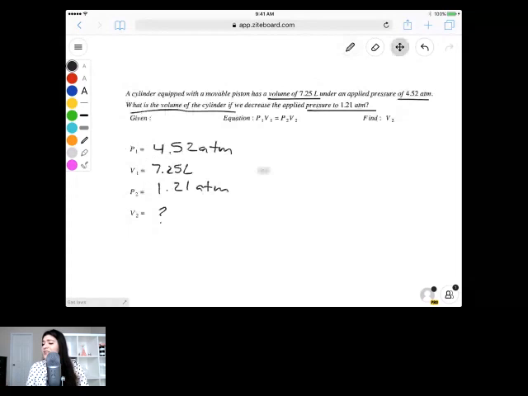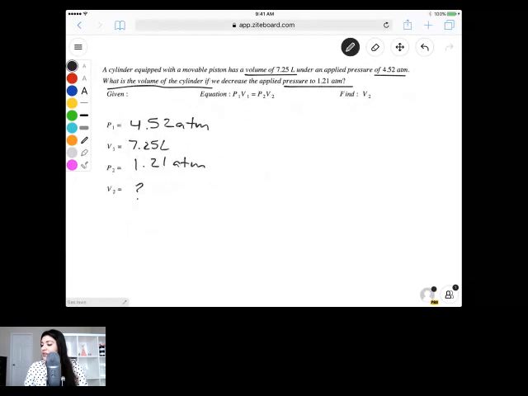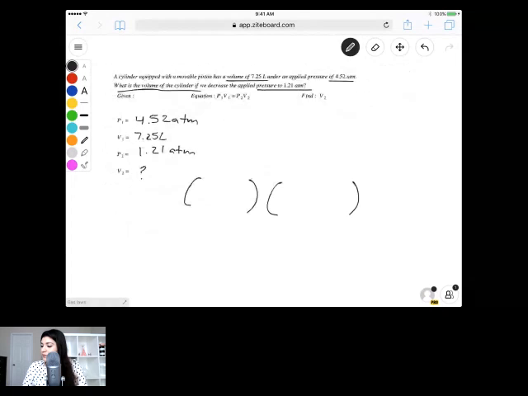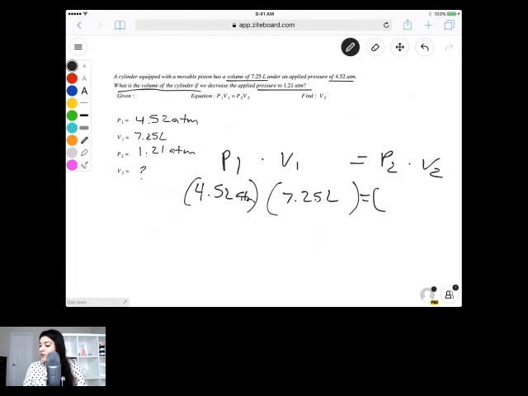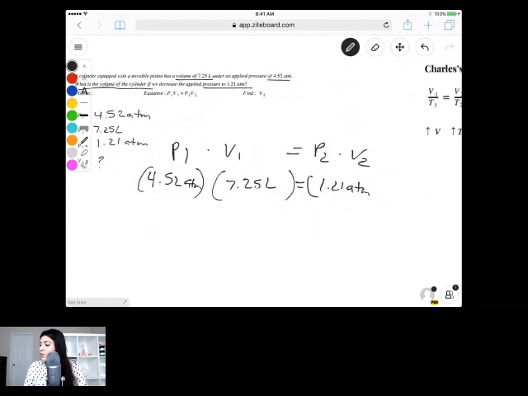The nice thing about these gas laws is once you know the formula, you literally just plug in and you're done. Now, let's go ahead and plug in. We'll have 4.52 atmospheres times our V1, which was the 7.25 liters, right? This is P1 times V1 is equal to P2 times V2. So P2 would then give us 1.21 atmospheres, and we'll multiply by V2 because that's what we're solving for.